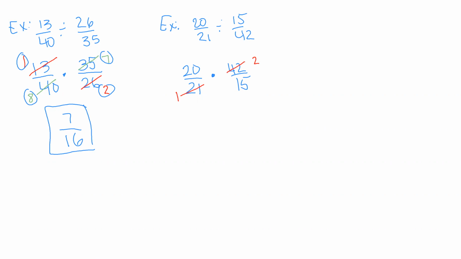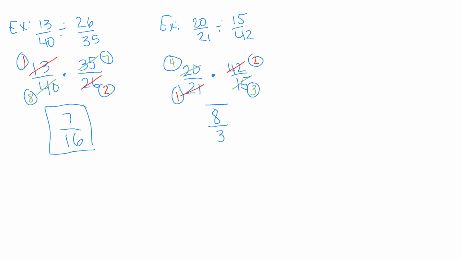I also noticed that 20 and 15 both end in a 5. That means they're divisible by 5. So 20 divided by 5 is 4. 15 divided by 5 is 3. I go ahead and I multiply across, so 4 times 2 is 8. 1 times 3 is 3.